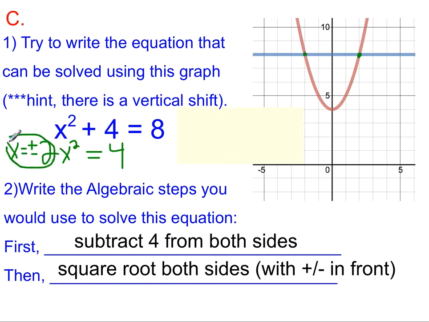Okay? So you have a test question just like this. When is x squared plus 4 equal to some number? You basically need to know how to get the steps, but also consider how you could get the answer graphically.